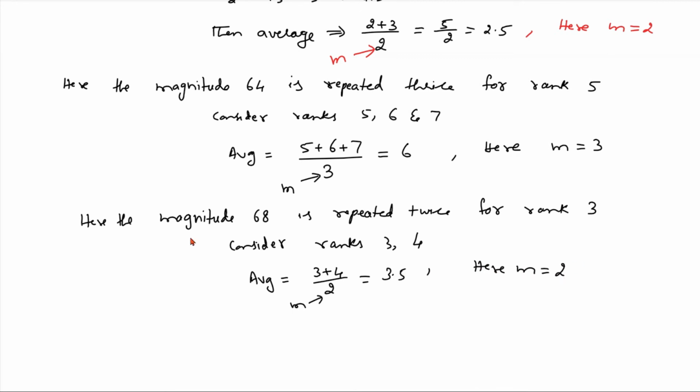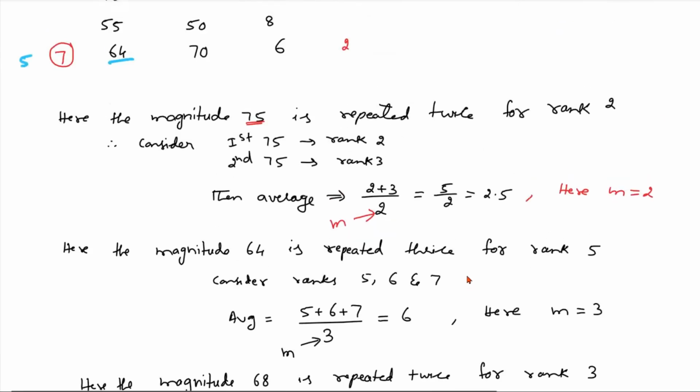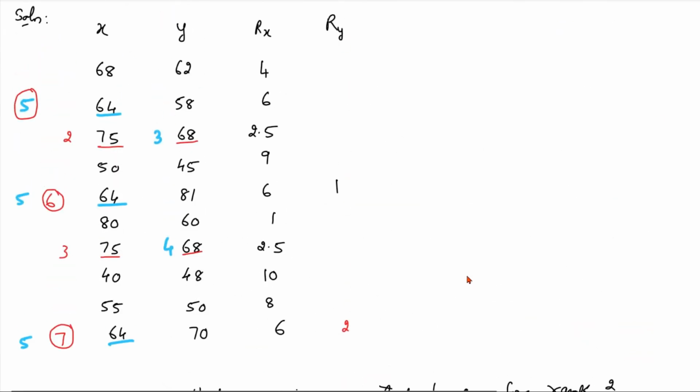Alright. So now go back and write down the rank. So this is 3.5 and this is 3.5. That is only one value repeated. So rank 3 and 4 are over. The next rank is rank 5. 62 is how much? Rank 5.